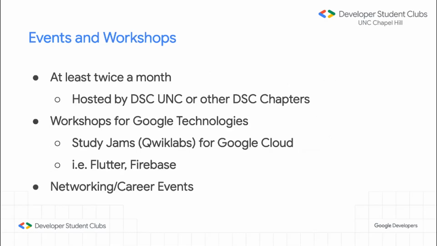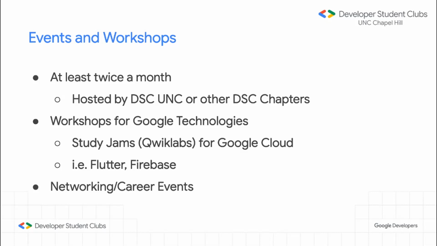Okay, events and workshops. We are currently aiming to do events or workshops at least twice a month. These will either be hosted by DSC UNC or other DSC chapters. Like we said, we're hoping to partner with a lot of other ones. Our workshops will mainly consist of Google technologies, as previously stated. Right now, we're really big on wanting to teach Flutter and Firebase because we have some people very good with it in our tech team, who have developed their own apps using it, for example. So some very proficient people in that regard, and they can't wait to teach you.